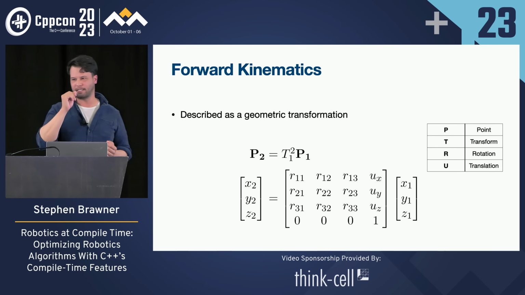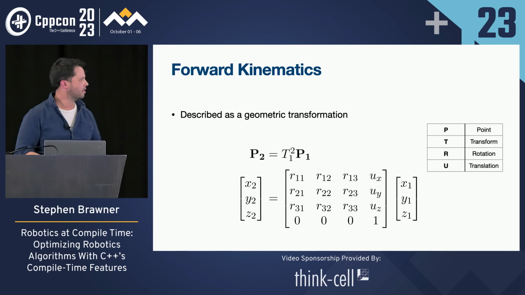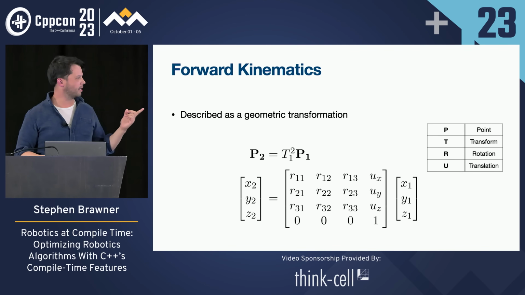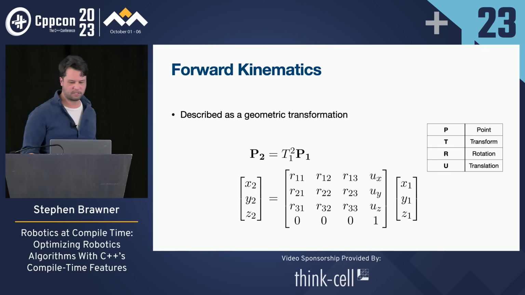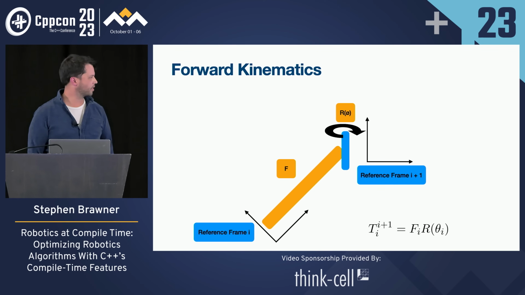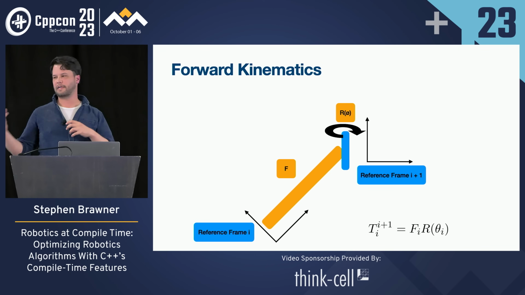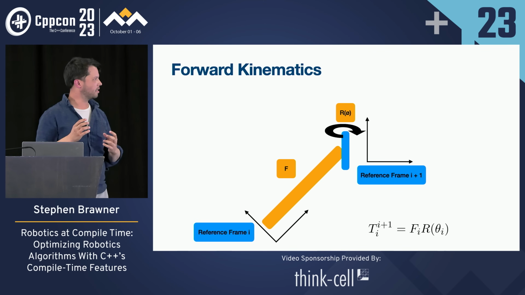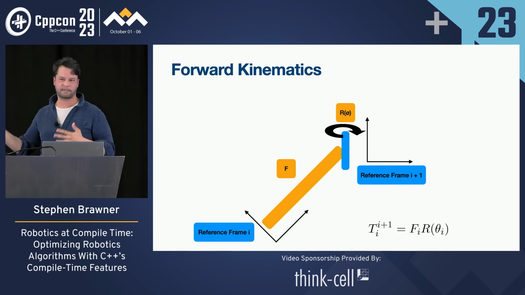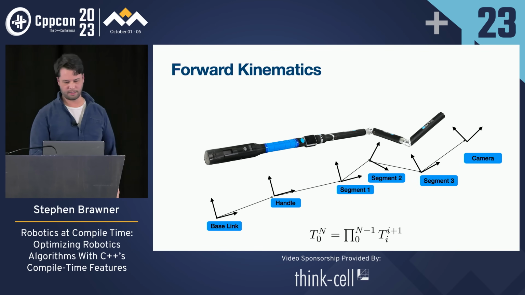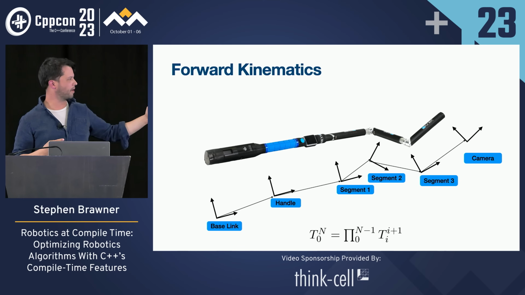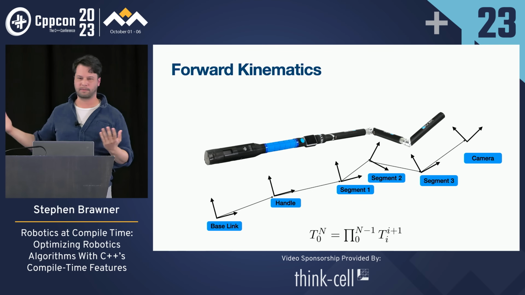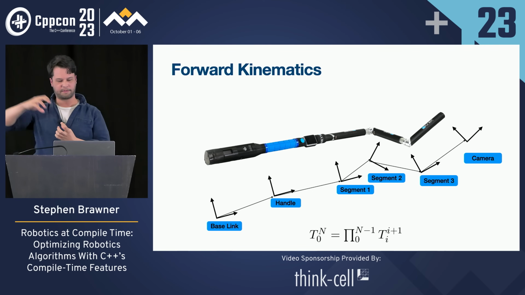These transforms in kinematics are described as geometric transformations, where points in one reference frame can be transformed to points in another reference frame. We generally care about rotation and translation. Going from one reference frame on your robot to another requires a fixed transform and also a changing transform, which is a function of your joint position. And getting the transform across the entire robot is just a product of all the different transforms along the way.